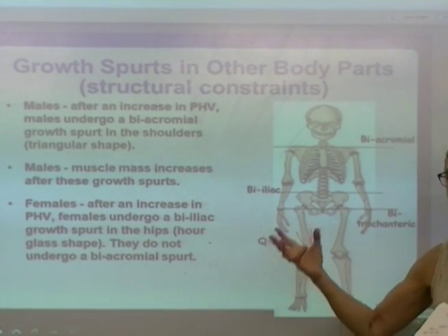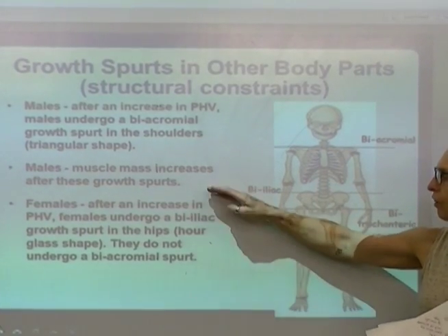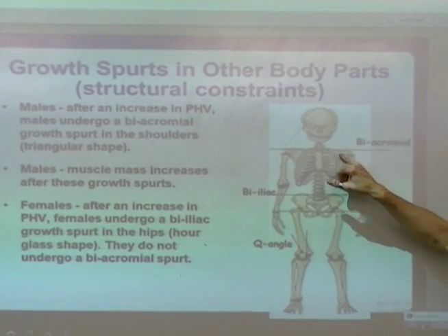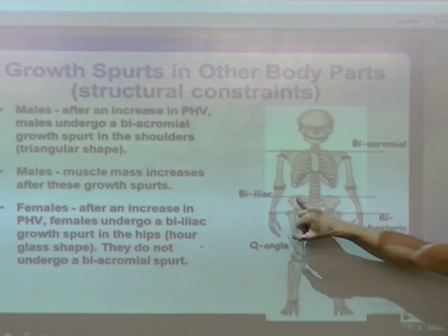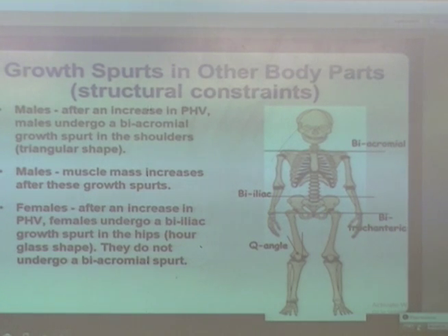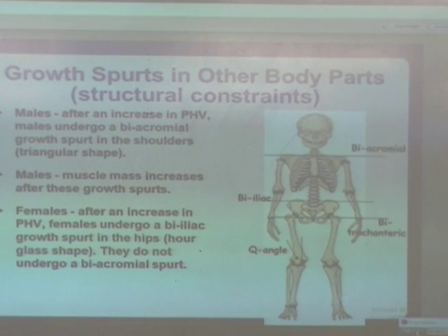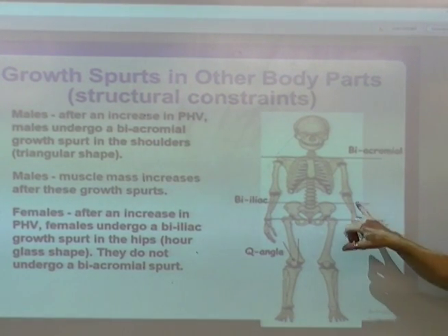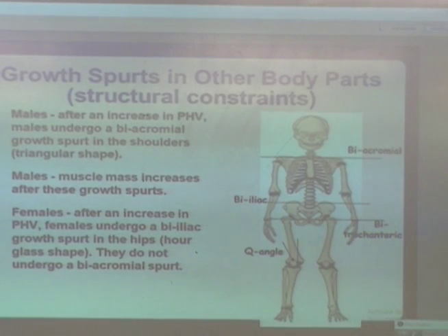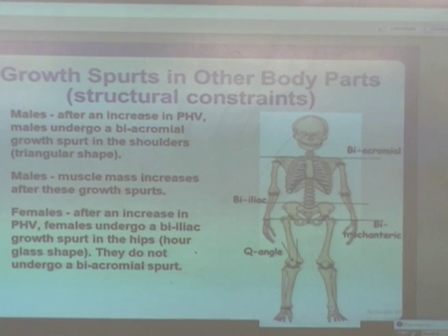For females, slightly different. They don't undergo the biachromial spurt, they undergo a biiliac spurt. The iliac crest is the top of the back of the hip there. You start to see widening of the hips, and that gives girls that slightly more hourglass shape typically.